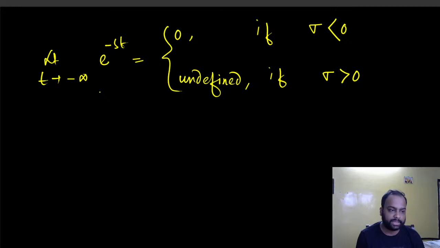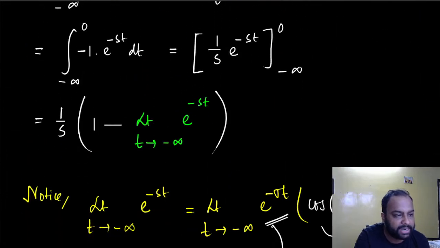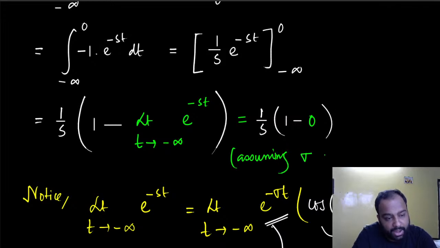Just like that, and let's go back and consider the situation. With that said, I can say this is 1 by s, and then 1 minus 0. But at the moment I write 0 here, I am assuming sigma to be less than 0. Otherwise this limit will not exist at all. So the answer is 1 by s under this assumption. The assumption is that sigma is less than 0.